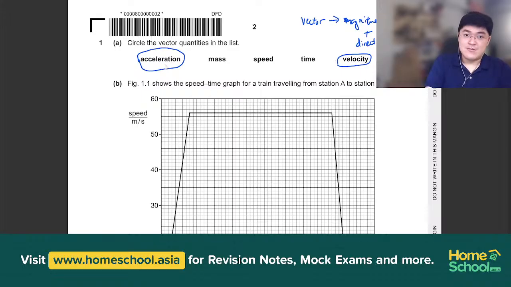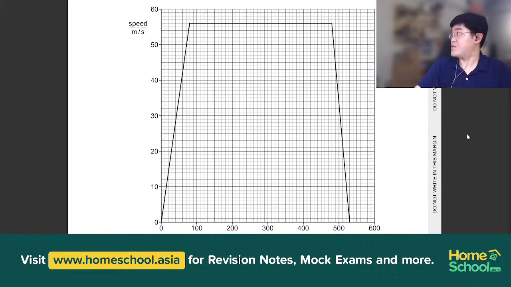All right, so as long as you circle both acceleration and velocity, you should get your full 1 mark. All right, pretty simple, right? Let's move on to question 1B.